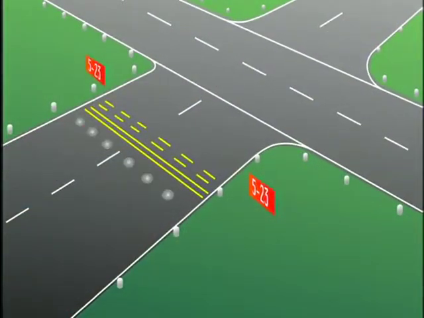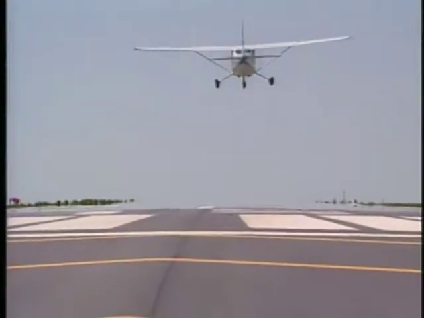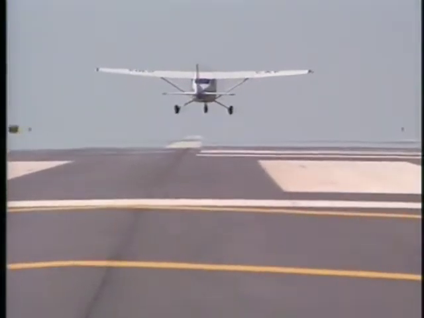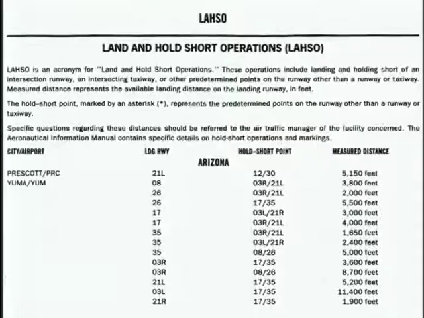At airports where LAHSO takes place, there will be a hold line marked on the runway and a hold sign next to the runway. There may also be a row of white pulsing lights installed in the pavement across the runway. As the pilot in command, it is up to you to either accept or reject a LAHSO clearance. You should accept this clearance only if you are confident that, under the existing conditions, you are able to safely land and stop your aircraft in the distance available. The available landing distance for specific hold points is provided in the Airport Facility Directory.